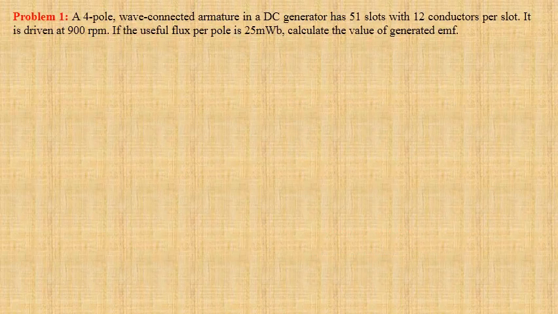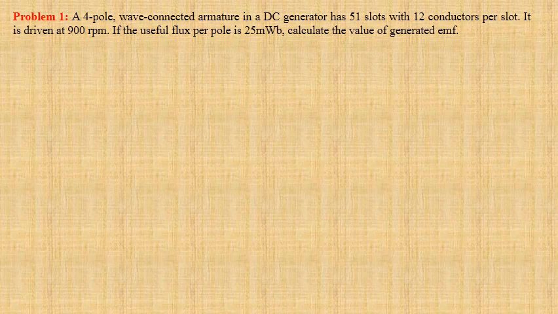Problem number 1. A 4-pole wave connected armature in a DC generator has 51 slots with 12 conductors per slot. It is driven at 900 rpm. If the useful flux per pole is 25 milliweber, we have to determine the value of the generated EMF.